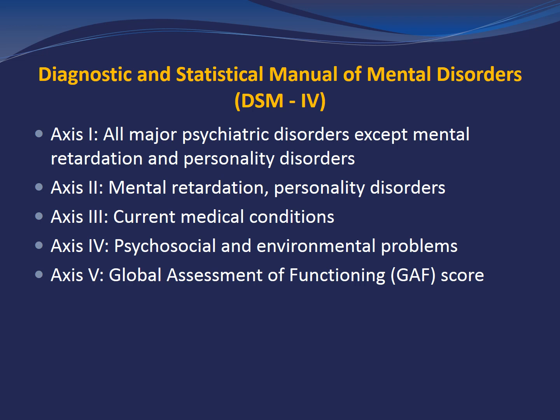Axis 3, current medical conditions. Axis 4, psychosocial and environmental problems. Axis 5, global assessment of functioning score. Simply we can say GAF score. However, in DSM-5, axis 1, 2, 3 are eliminated. It is clubbed together as per the other disorders, and axis 4 and 5 are discussed.